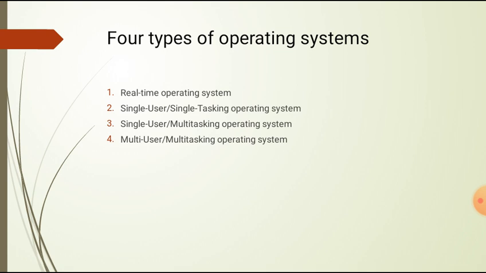There are four types of operating systems. Number one, real time operating system. Second, single user or single tasking operating system. Third, single user or multitasking operating system. Lastly, multi-user or multitasking operating system.